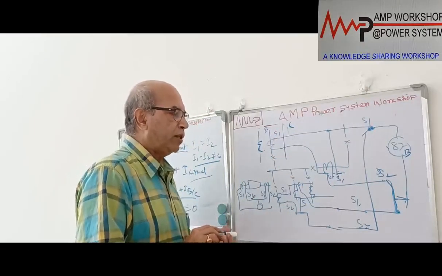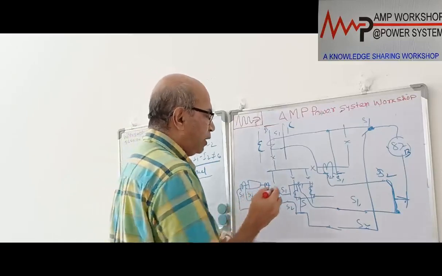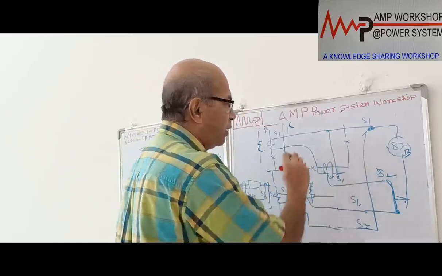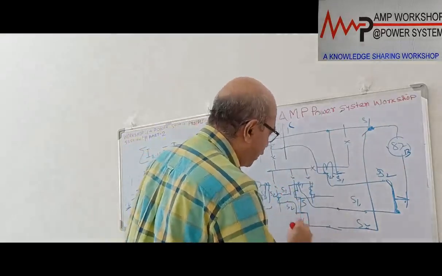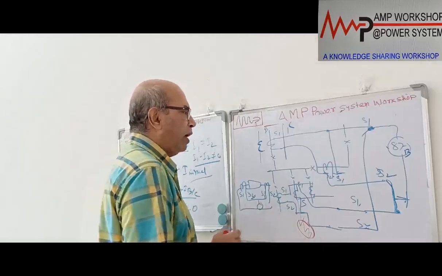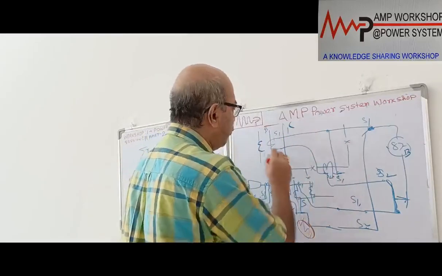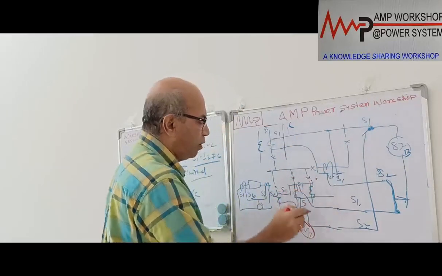But the problem with this scheme is that if one of the CTs gets saturated, suppose for the internal fault, this way it will work. But for the external fault, suppose there is a fault on the outside of the protection zone. Suppose there is a fault over here. In that case, what will happen? All the fault current will be fed by these two and this. All other feeders will not feed any fault.